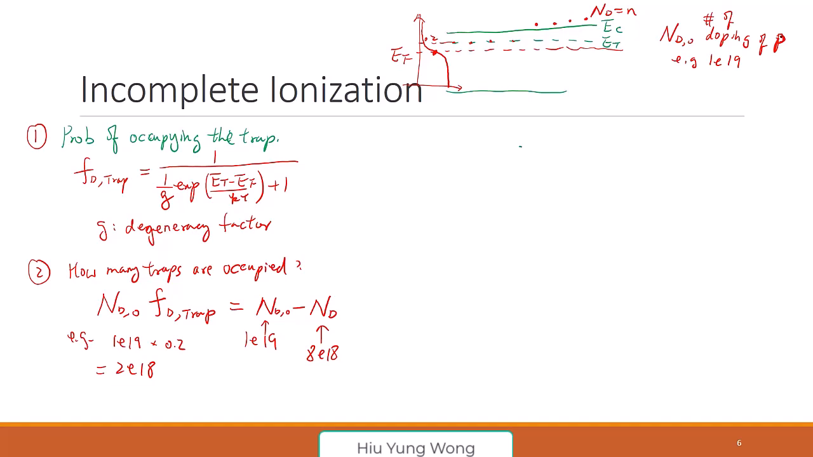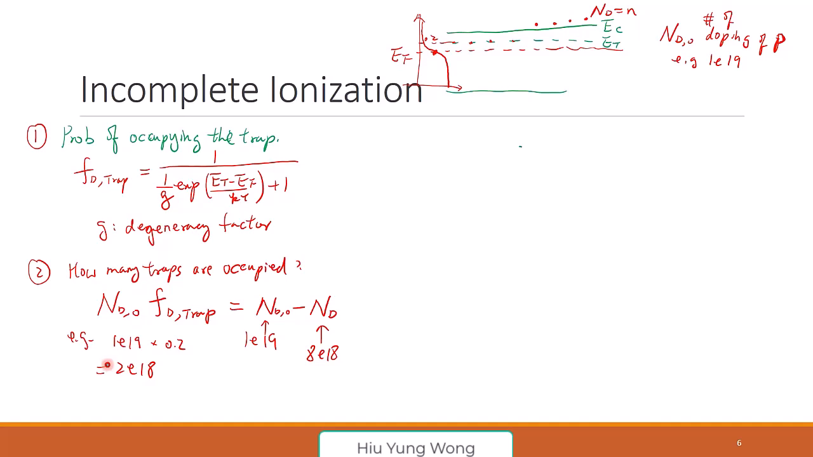Yes, Professor. But this is only for ND0. It means how many seats, how many rooms are in the building. That's basically what I'm saying. I have 1E19 rooms. But how many of them are occupied? It depends on this Fermi-Dirac distribution. For this energy, for example, maybe it is 0.2. It is calculated from here. So it means 2E18 of the rooms have people occupying. But the rest, those electrons, jump to a higher level. They go to the second floor.